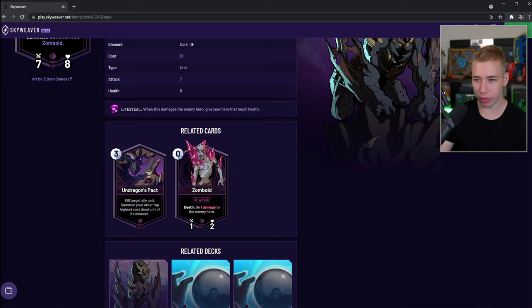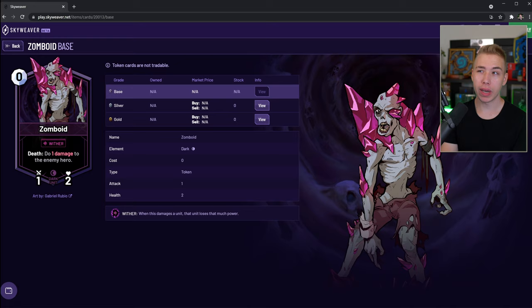Death, do 1 damage to the enemy hero. I like it that in different card games, I've been playing a couple recently, they have the exact same mechanics, so something happens when the creature dies, something happens when you play a card. They all have the exact same mechanics, but they give it a different name. It's called like Death Rattle, Death Wish, Last Whisper, and more things. When cards get destroyed, here's something that happens.